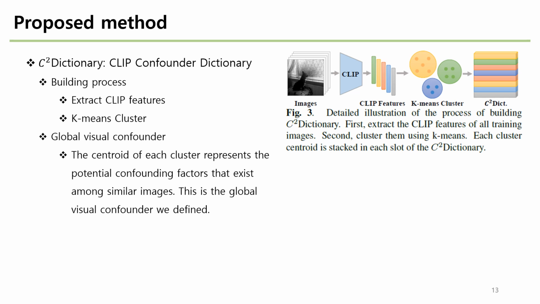It follows two steps in the building process. Step 1: Extract CLIP features. We obtain CLIP features of the training images with the pre-trained CLIP. Its embedding contains rich information that depicts an abundant visual representation of the corresponding image. Step 2: K-means cluster. Cluster the features using K-means and extract all the centroids of the K clusters. Each centroid represents the potential confounding factors that can be a global visual confounder. The centroid of each cluster represents the potential confounding factors that exist among similar images. This is the global visual confounder we defined.